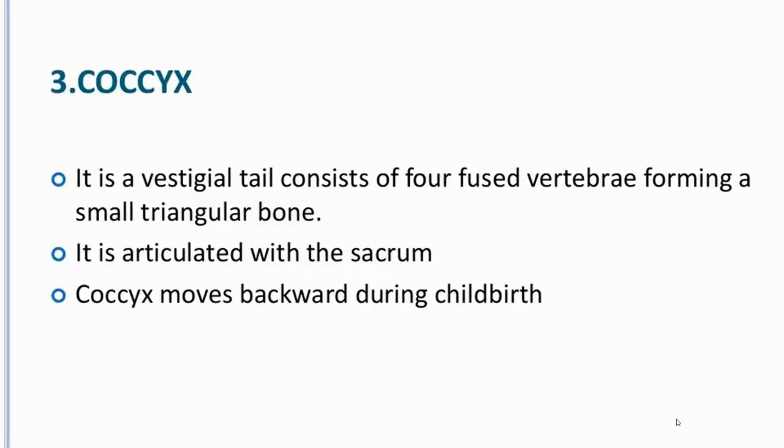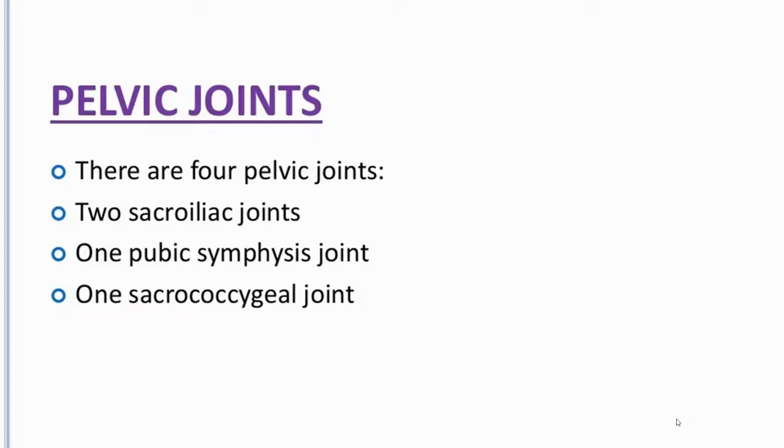Now we will see the coccyx. It is a vestigial tail consisting of four fused vertebrae forming a small triangular bone. It articulates with the sacrum, and the coccyx moves backward during childbirth.